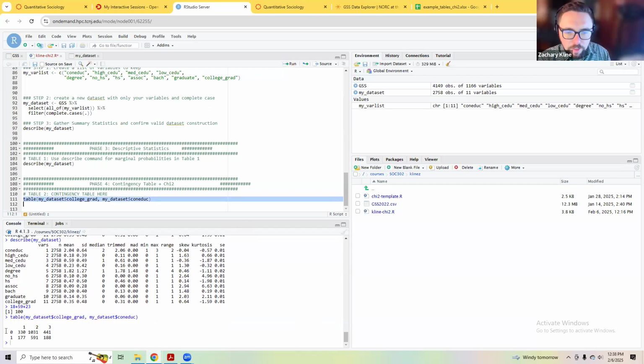So how do we read this again? This first row here is those who do not have a college degree, so they do not have a 4-year degree. This is those who do have a 4-year degree. Everyone in this column has a great deal of confidence in education, some confidence in education, hardly any confidence in education. These 330 people do not have a 4-year degree, and they have a great deal of confidence in education. These 1031 people do not have a college degree, and they have some confidence in education. These 441 respondents have no 4-year degree and hardly any confidence in education.